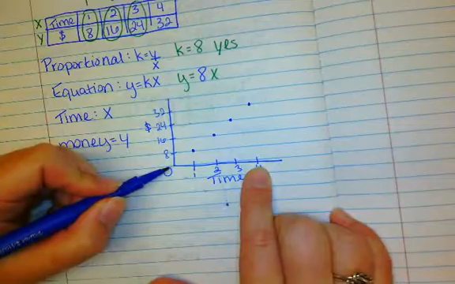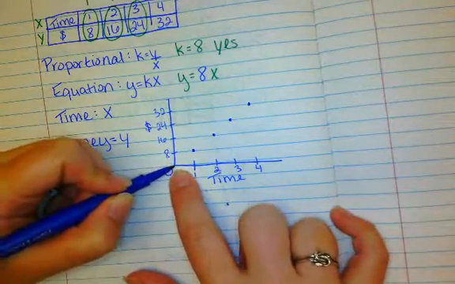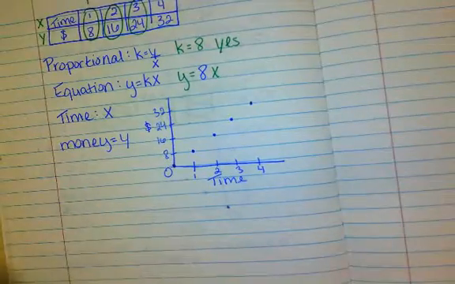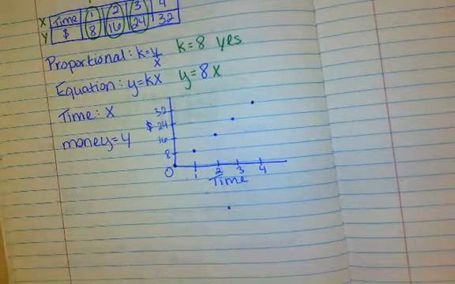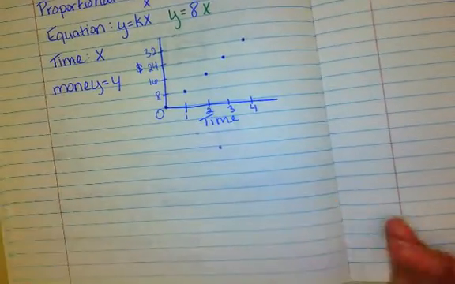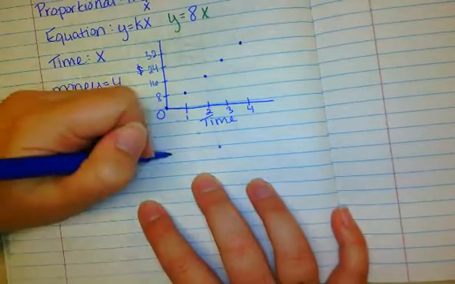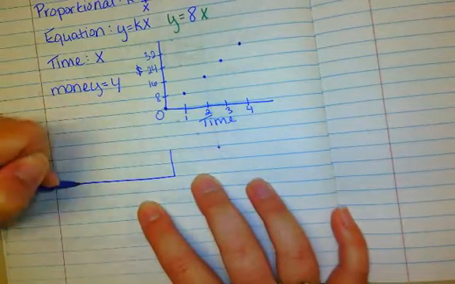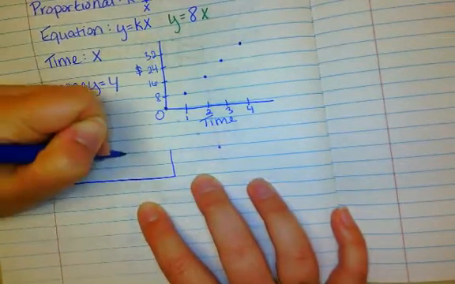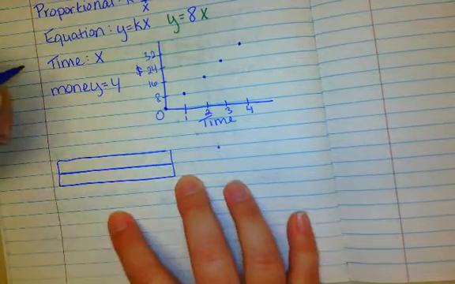This is still creating a line, and if I have 0 hours that I'm working, then I get $0. So since it is going to go through my origin, this shows a proportional relationship. So what would it look like if it was not proportional? So I'm going to show you one quick example of when it's not proportional.